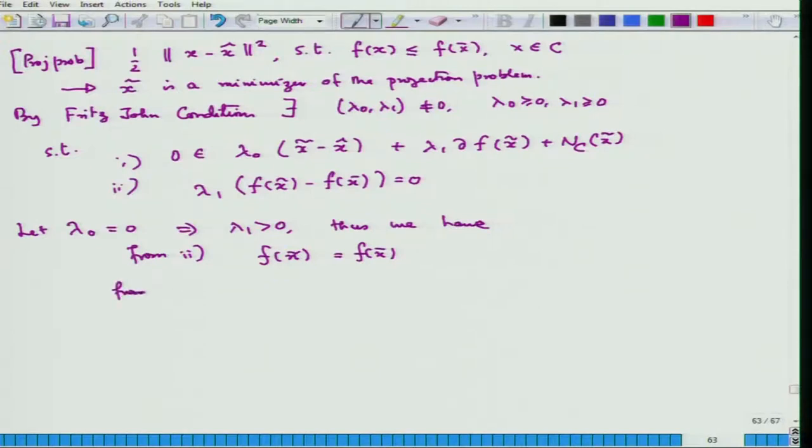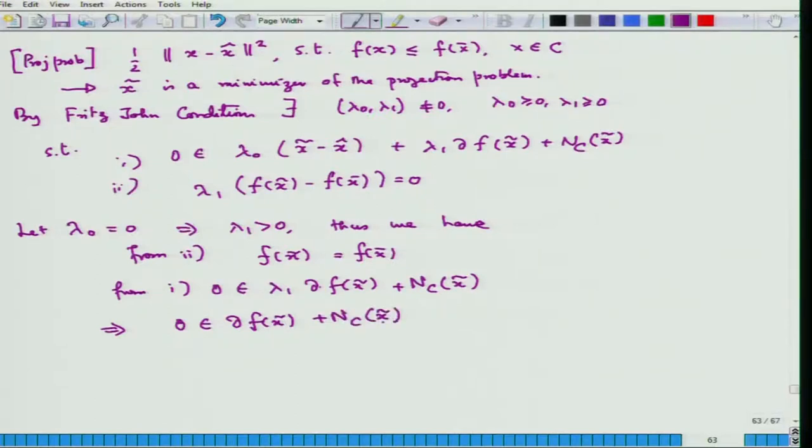And from 1, we will simply have the condition that 0 belongs to lambda 1 del f x tilde plus N C x tilde. This would imply, because lambda 1 is positive, I can divide by lambda 1 on both sides, and lambda 1 would be absorbed in the normal cone, because it is a cone. So, 0 would belong to del f x tilde plus N C x tilde. This is nothing but a necessary and sufficient condition for a point to be a minimizer of the convex function over C.